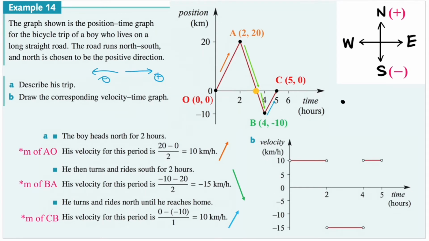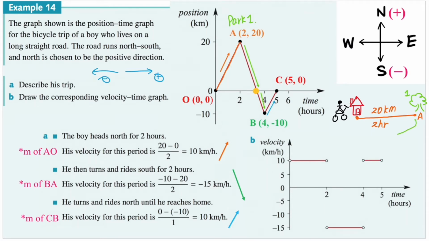Okay, so let's draw it out. Let's say he started at point O, which is his house. So he's traveling to the north. He started at his house, and 2 hours have gone by. The boy went for 20 kilometers. So that's his initial position. After 2 hours, he traveled 20 kilometers. And let's say he stopped at a park. Okay, so this is park 1. So this is actually point A, and his motion is defined by this straight line.